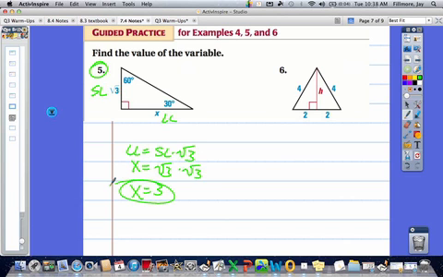So as you can see, we can find the missing side knowing only one other value, where for the Pythagorean theorem, we need to know 2 of the values to find the third one. So if you just know one value, you can't use the Pythagorean theorem anymore. You can use properties of a 30, 60, 90.